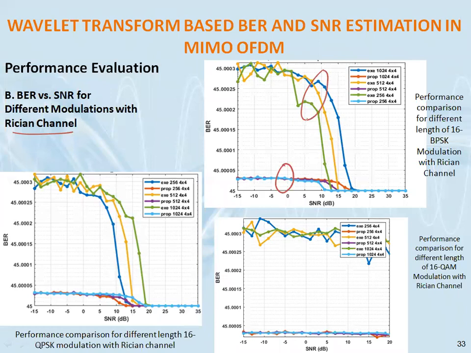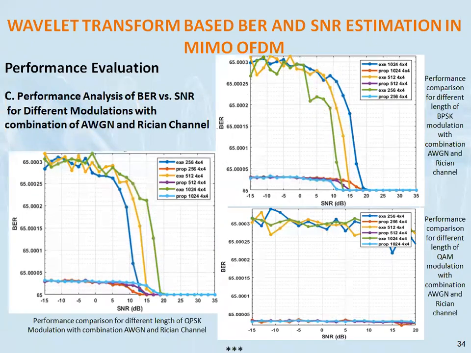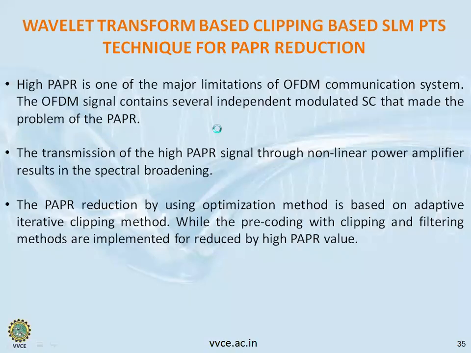Therefore we can see a drastic decrease in the bit error rate. So once the bit error rate is low, the efficiency of the transmission will be high. Capacity of the transmission and quality of the transmission are also high. So this is regarding the performance analysis.